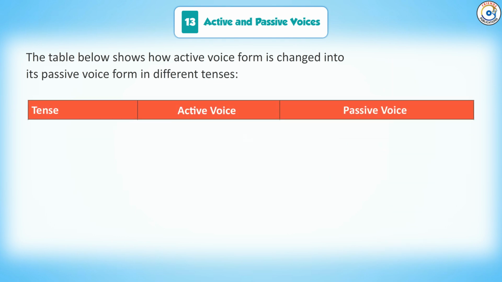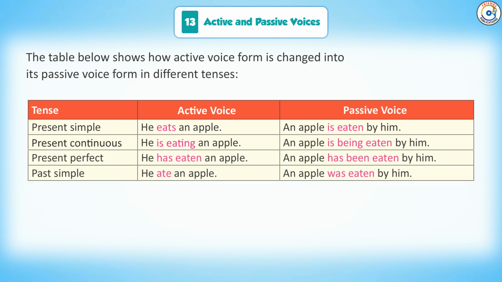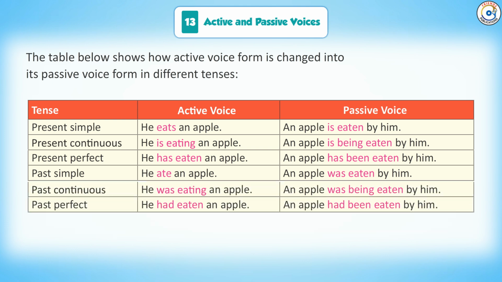Tense, active voice, passive voice. Present simple. He eats an apple. An apple is eaten by him. Present continuous. He is eating an apple. An apple is being eaten by him. Present perfect. He has eaten an apple. An apple has been eaten by him. Past simple. He ate an apple. An apple was eaten by him.